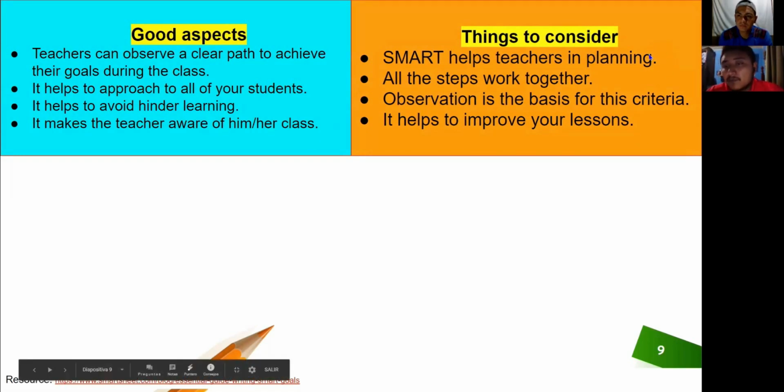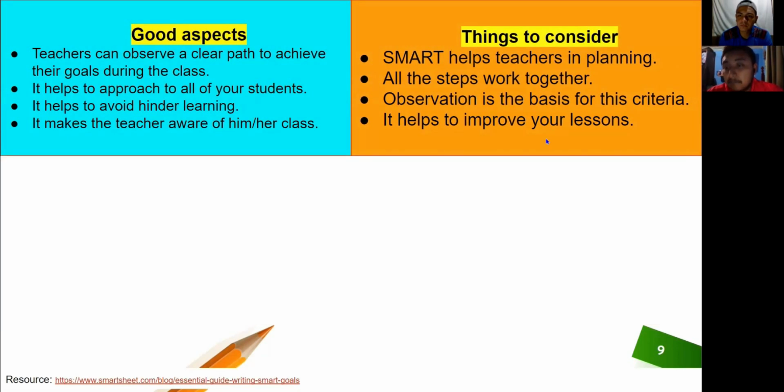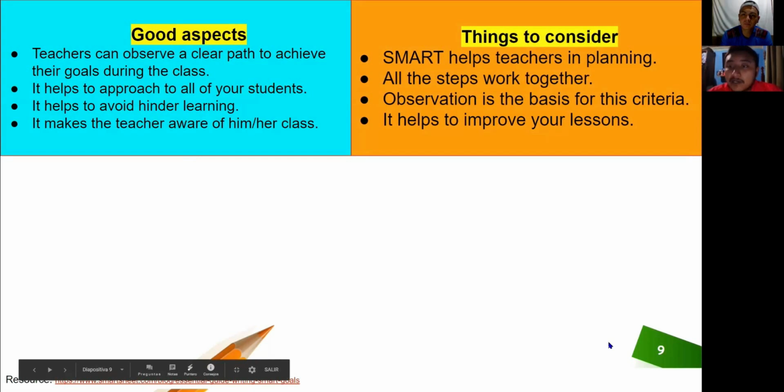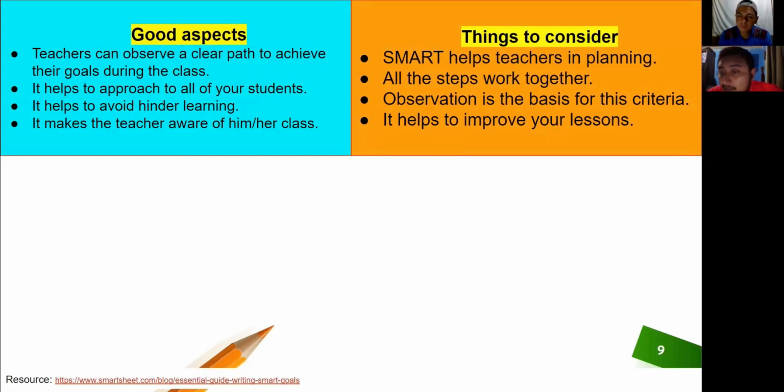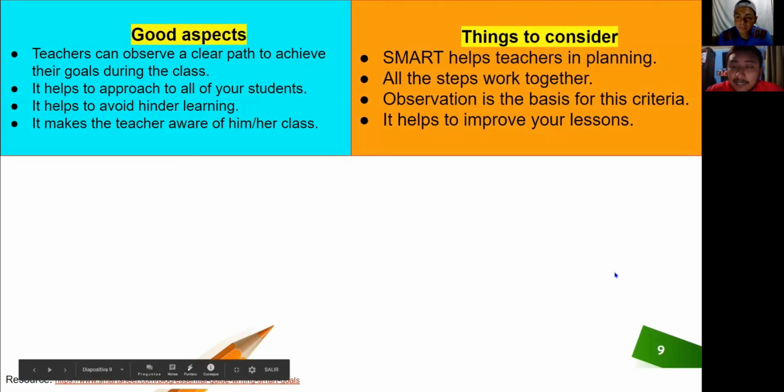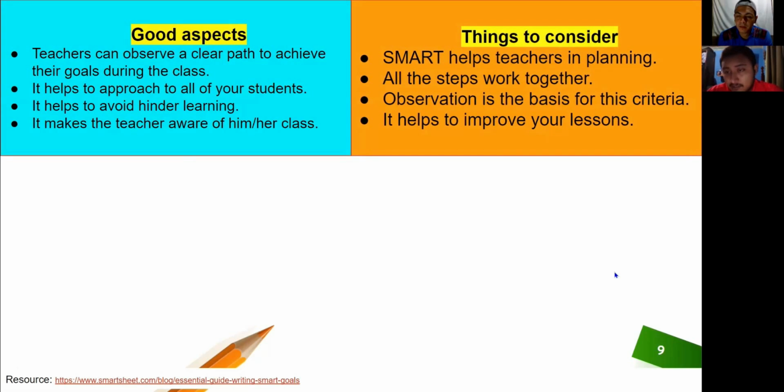In the first bullet point, we have SMART helps teacher in planning. Then we have all the steps work together. And observation is the basis of the criteria. And the last bullet point says it helps to improve your lesson. Now, these things to consider are pretty much advice for you to take in consideration whenever you are applying these criteria. It helps your planning before your lesson plan. It helps you before and also it helps you after.